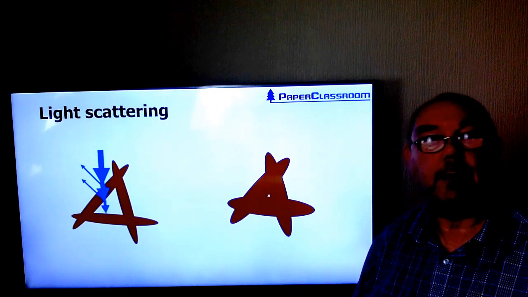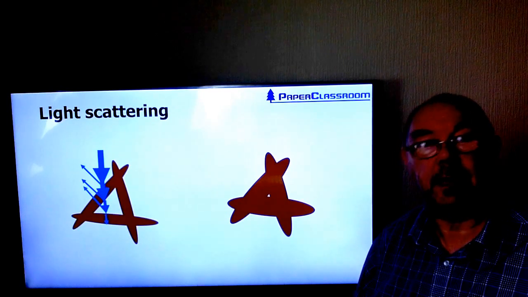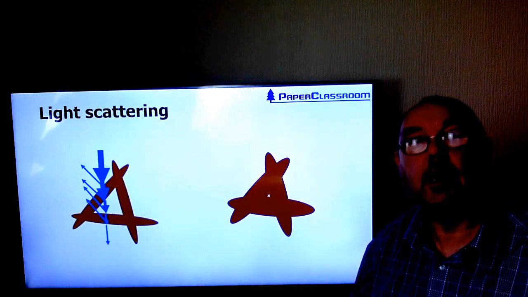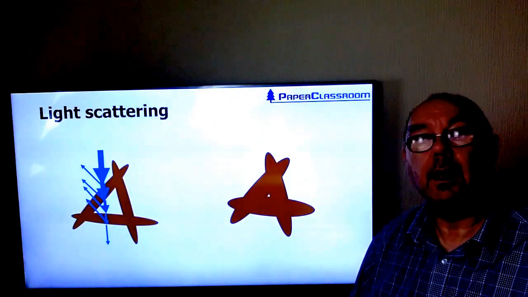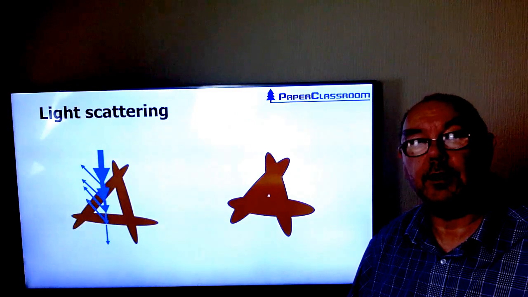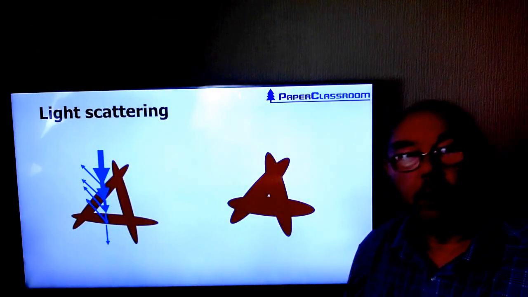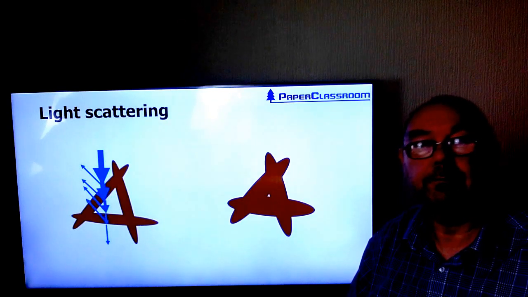Here we have another air fibre interface, the same thing happens, and another air fibre interface, the same things happen. So very, very little of the light that impinges on the surface of the paper will actually pass through. Most of it will be scattered backwards, therefore you will have an opaque sheet of paper.